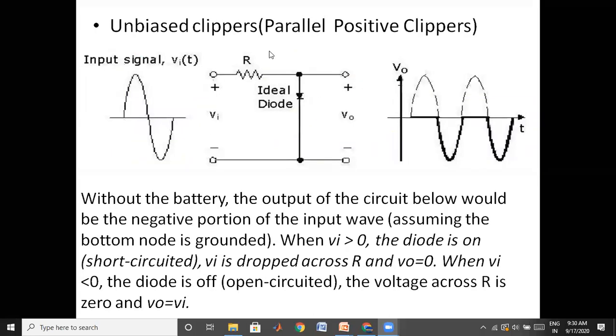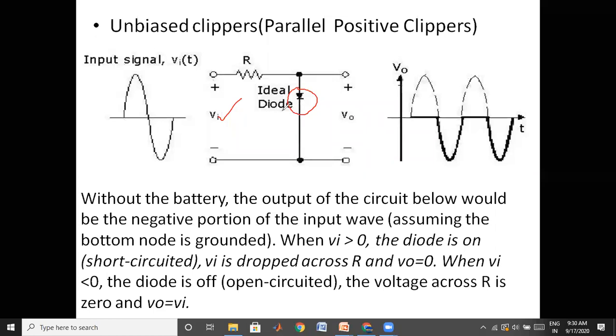We have completed the series clipper. Next we go for the parallel clippers. It is the same fashion; the only difference is that the diode should be in parallel with your input.